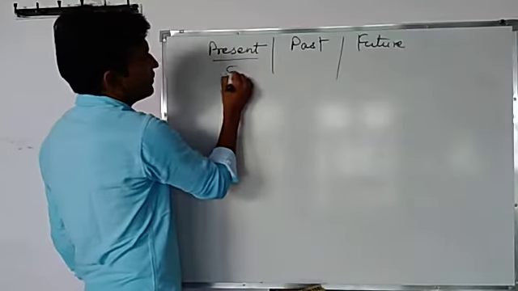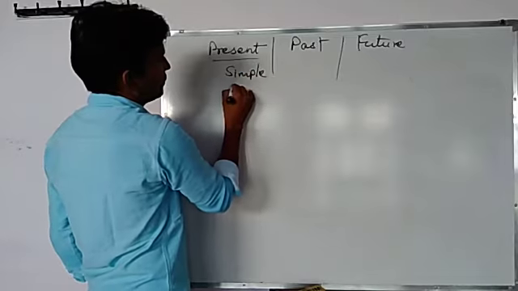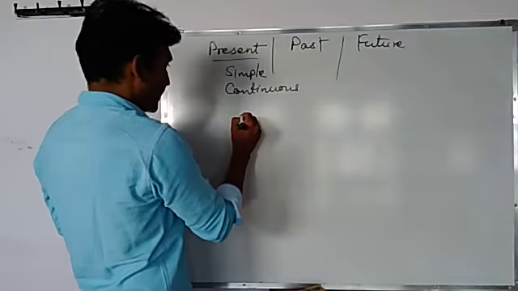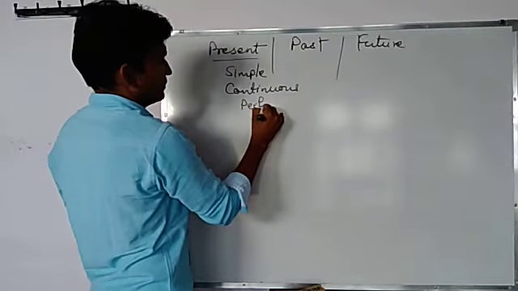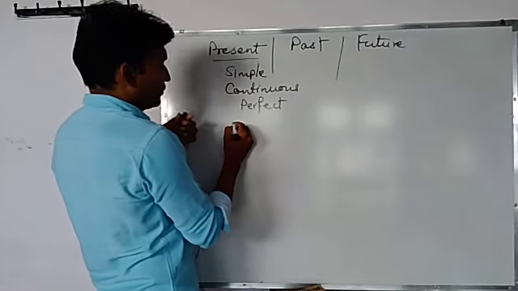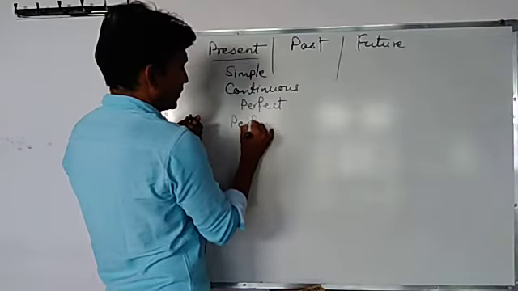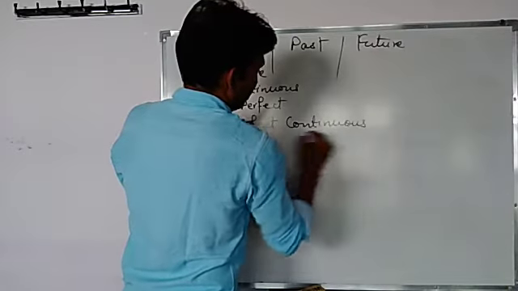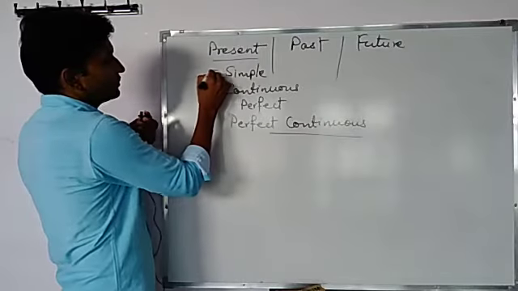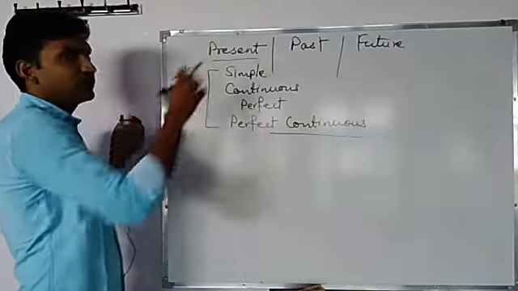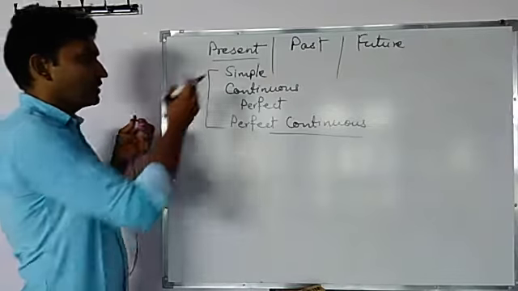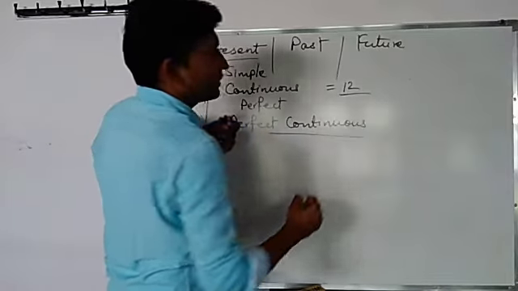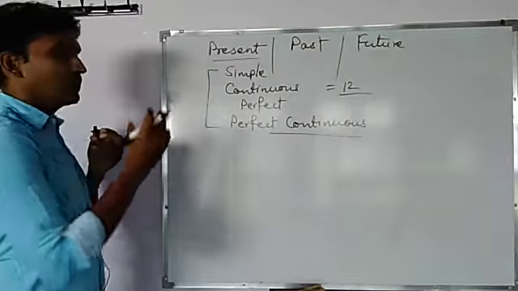How? Simple, continuous, perfect, and perfect continuous. So these are the four categories in which these three tenses are divided, and each tense has these four categories. It means a total of 12 tenses are there in English grammar. So we will study them all.